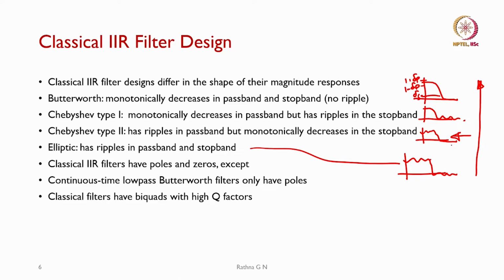Coming to the order of the filter, as we said, it stands in between Butterworth and elliptic. Classical IIR filters have poles and zeros, except continuous time low pass Butterworth filters, which only have poles, and all classical filters have biquads with high Q factors. We will see why we go for the biquad in a while.